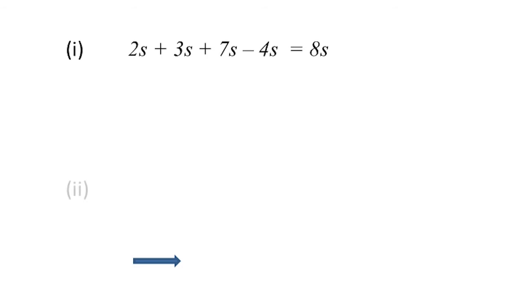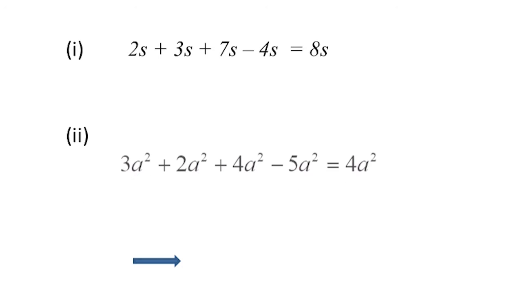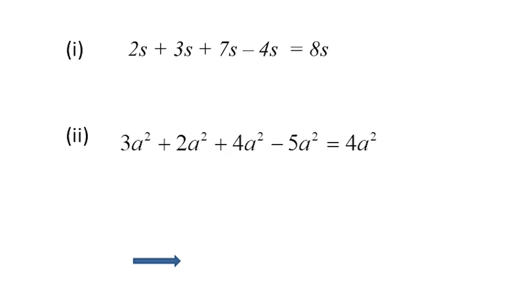The second example, 3a to the power of 2 plus 2a to the power of 2 plus 4a to the power of 2 minus 5a to the power of 2 is equal to, first 3 plus 2 is 5, plus 4 is 9, 9 minus 5 gives you 4, which is 4a to the power of 2. Again, note that all those terms are like terms.